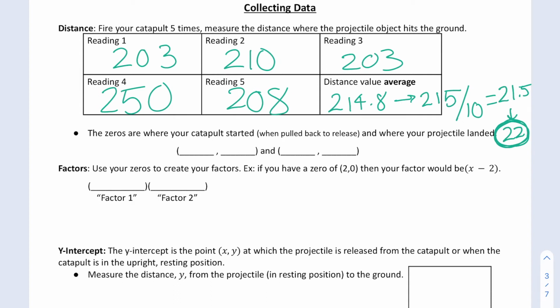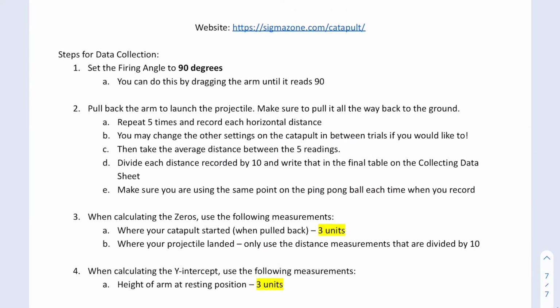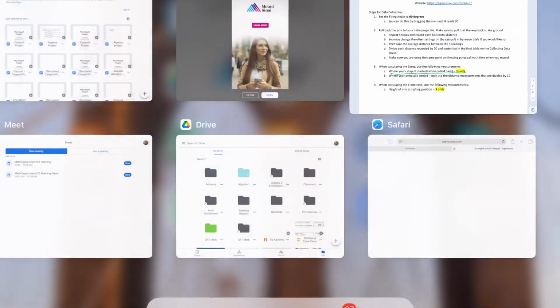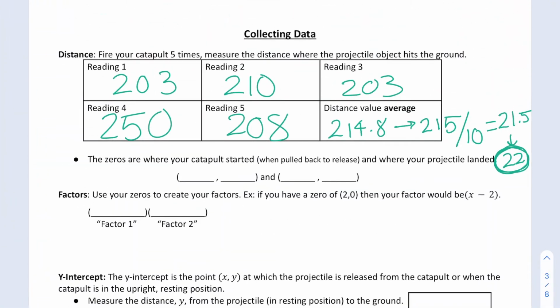The zeros of your catapult are where your catapult started, when we pulled back to release, and where your projectile landed. So if we go back to this sheet, it says, pull back the arm to launch, repeat 5 times. When you're calculating the zeros, use the following measurements. Where your catapult started, I'm going to give you that as 3 units. So that means that when you pull back that catapult, it's going to be 3 units.